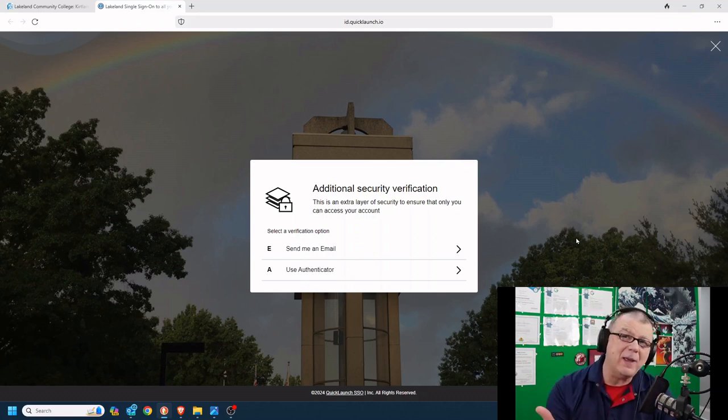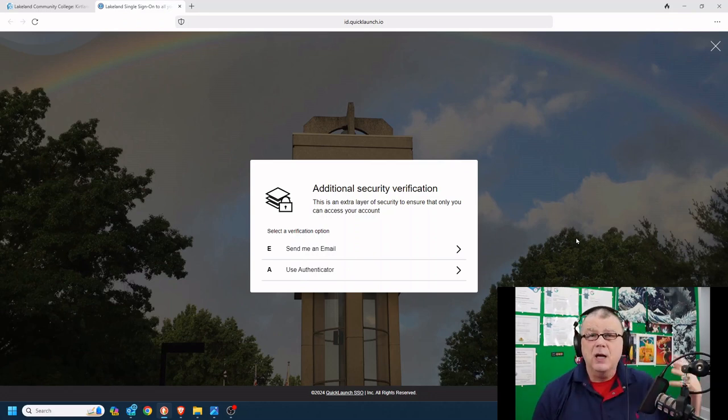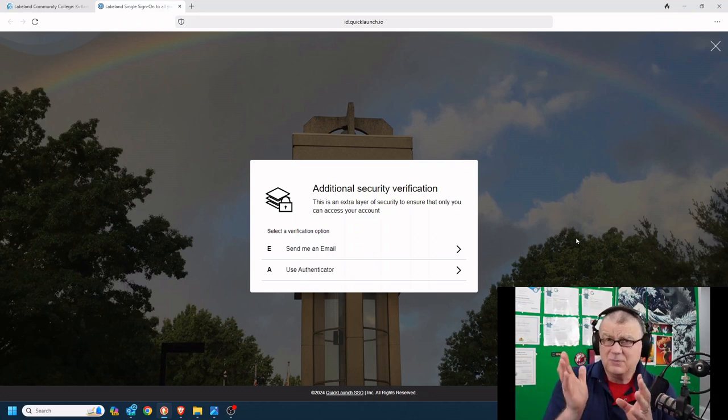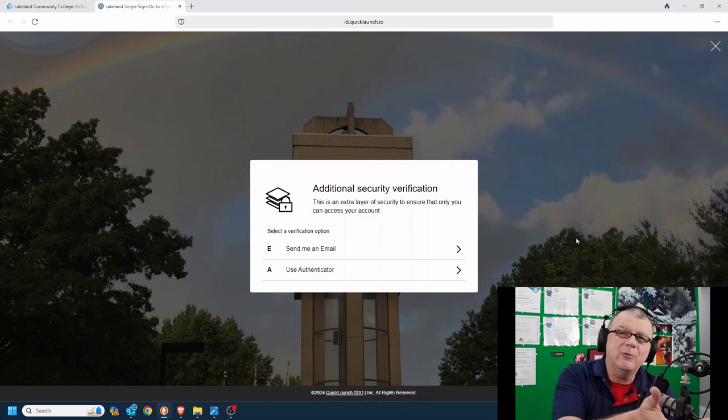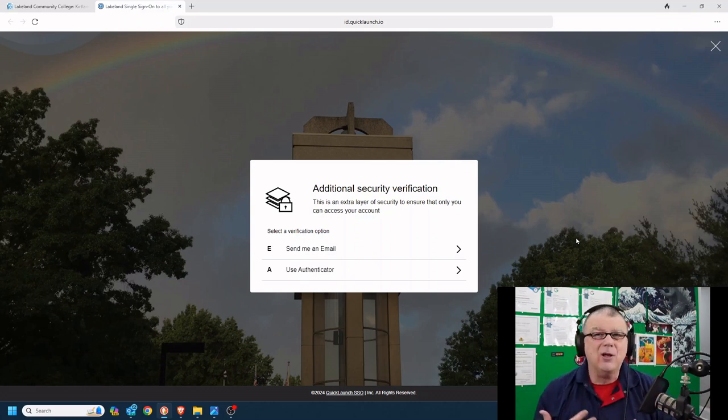You can set up Authenticator for Facebook, and that's what I do. So when I have to do two-factor authentication and they give me an option of either using an email address or using some kind of authenticator app, I use the authenticator app so I don't have to give an email. Now with Lakeland, they already have my email, but I like the authenticator app.